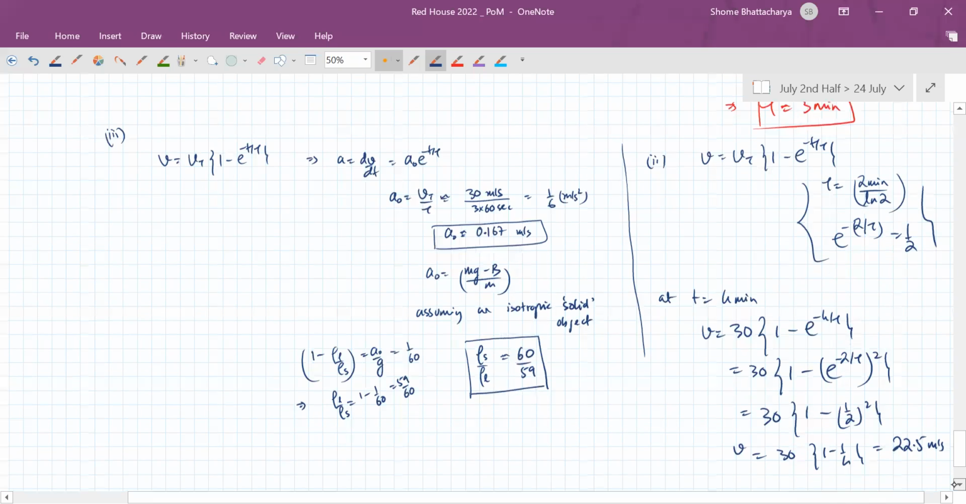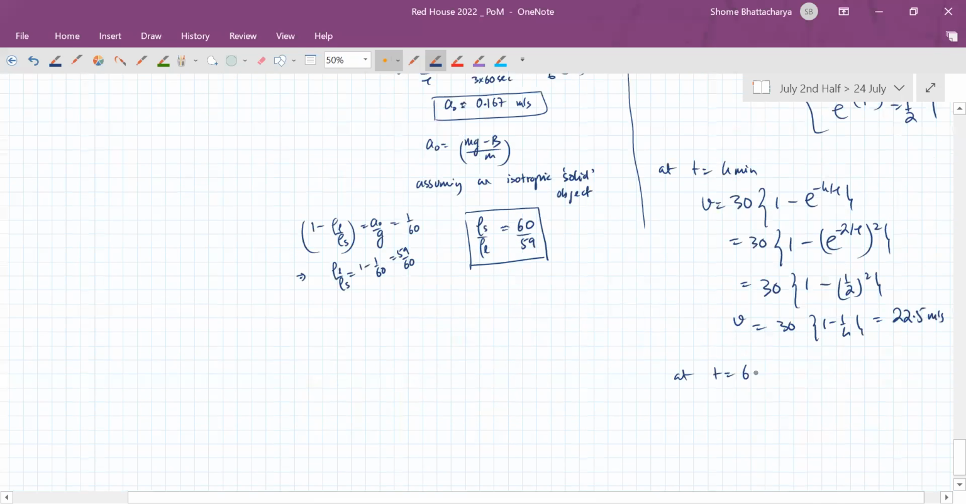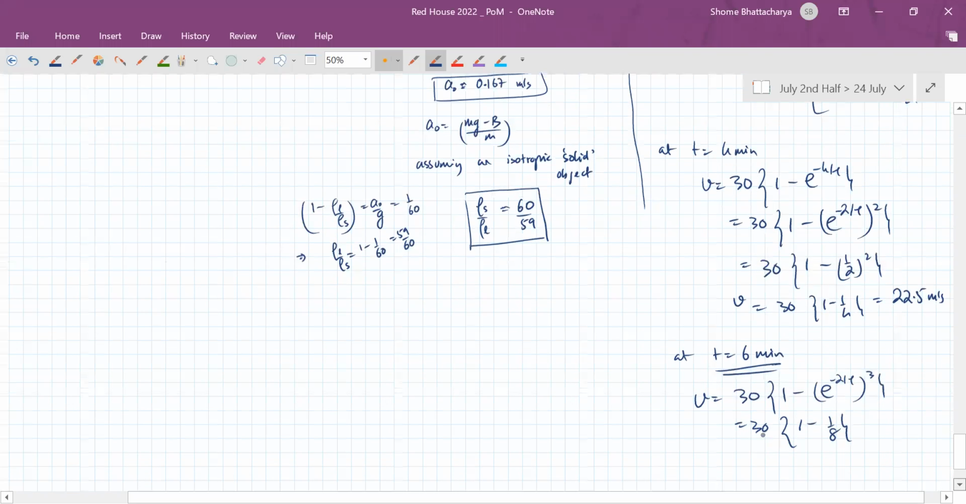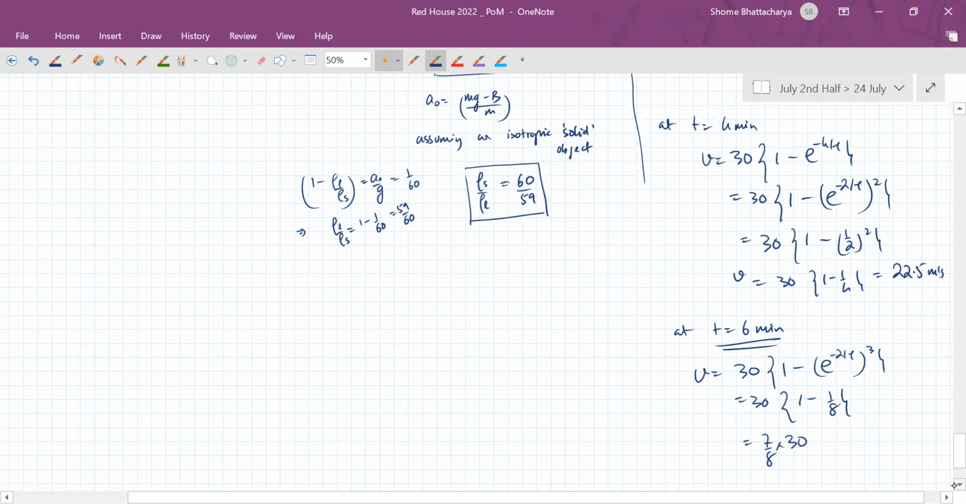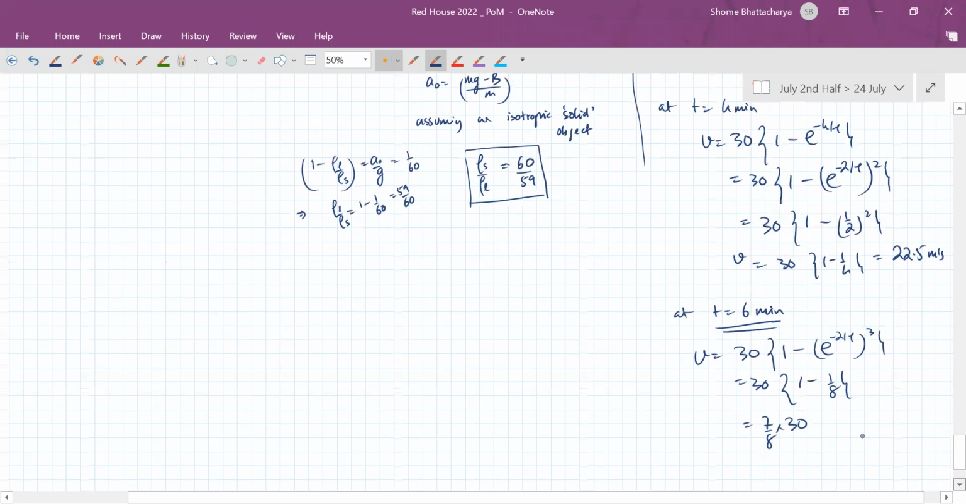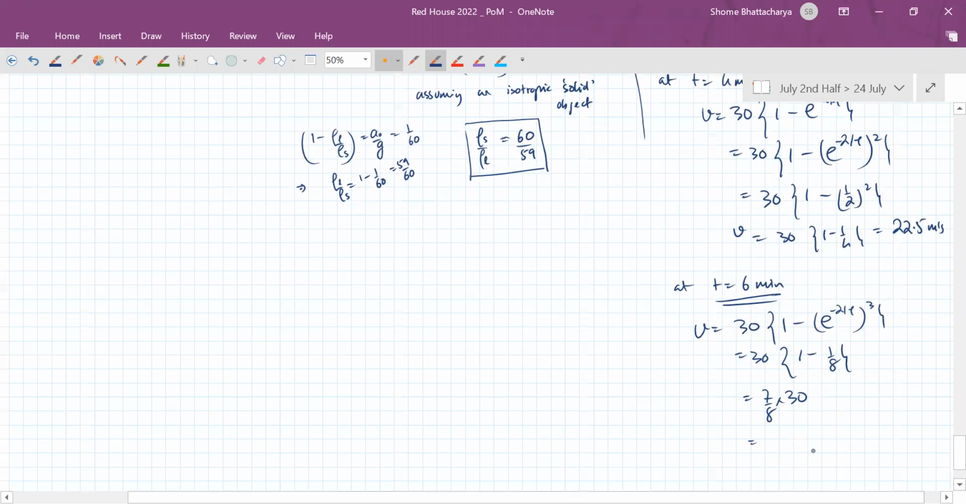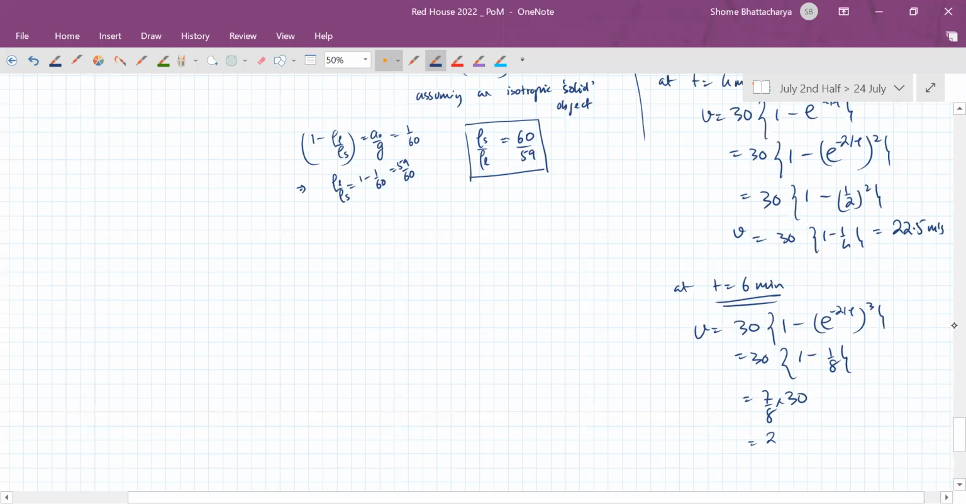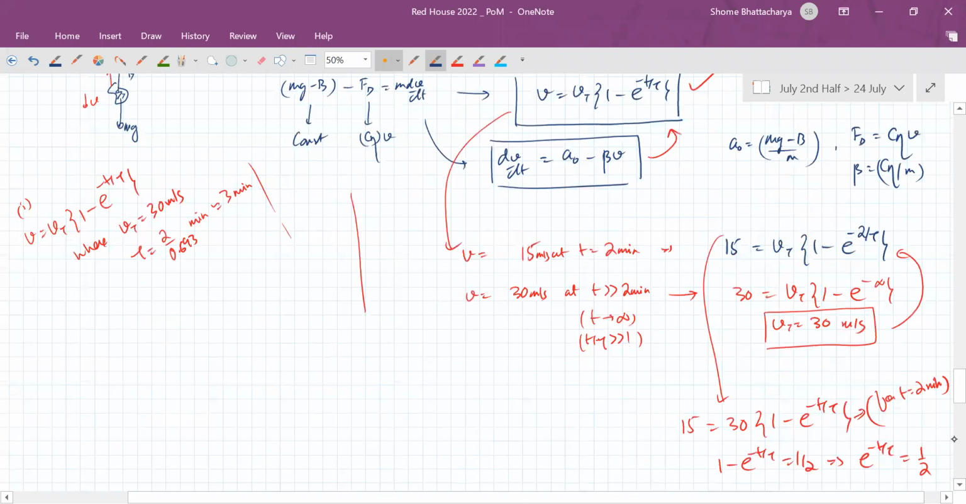Then similarly, when you come to t equal to 6 minutes, you will see that v becomes 1 minus e raised to the power minus 2 by tau, cubed. So it becomes 1 minus 1/8, or 7/8 of 30. That's how we got that value. What was it now? 26.25.